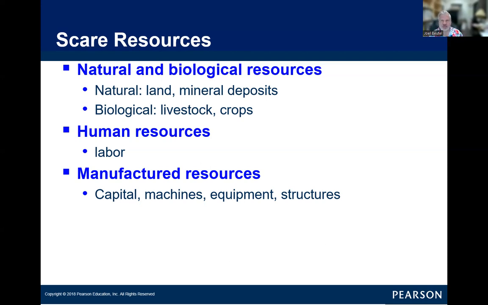So when we're looking at scarce resources, we can talk about those natural and biological resources. We can talk about human resources. There's a limited number of workers, and there's a limited number of skilled workers within that as a subset of workers. And then we can talk about manufactured resources or capital goods. So machinery, equipment, structures, all those things are in short supply.